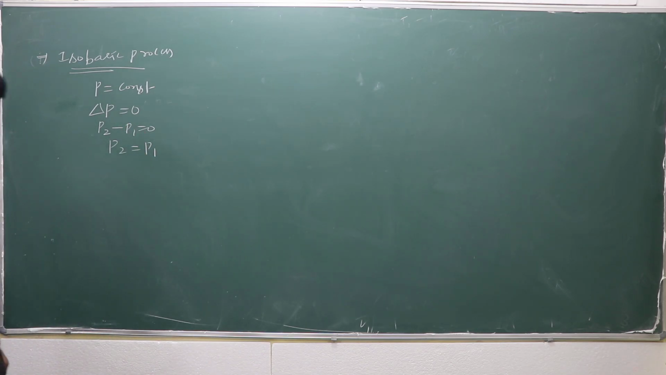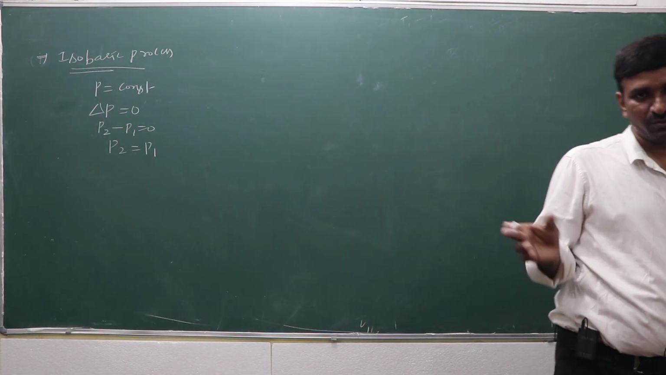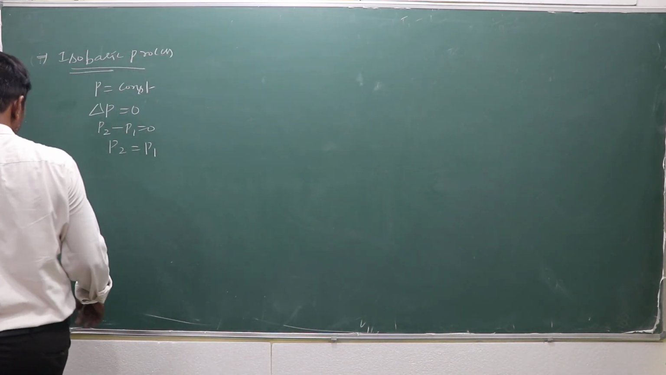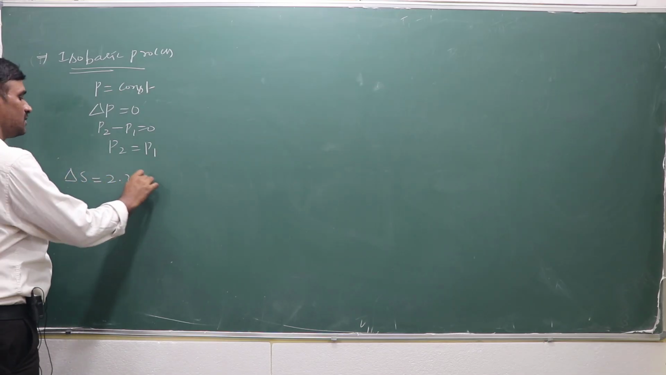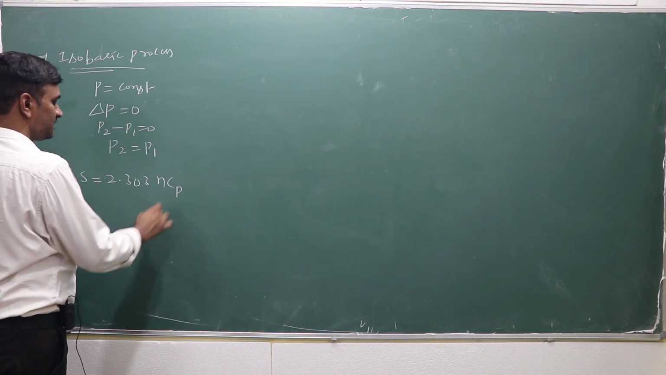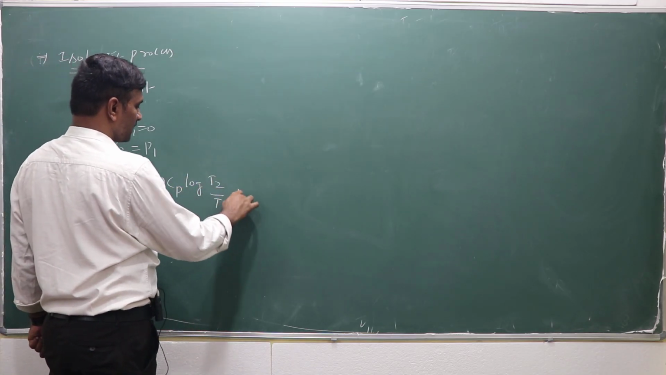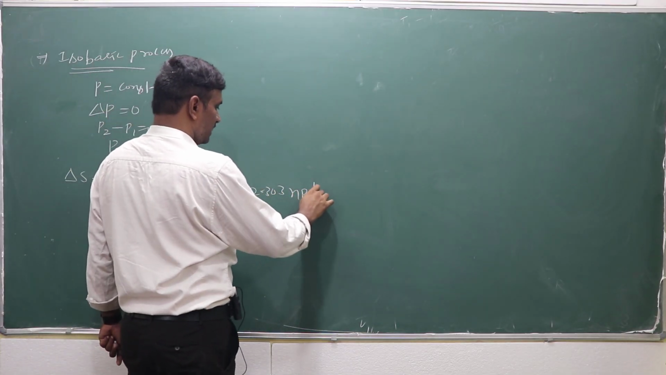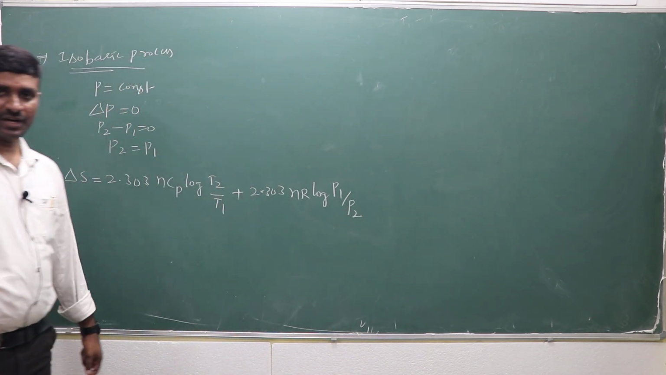So which equation are we using for the entropy change? Not the temperature and volume relation. We are using change in temperature and change in pressure. That means delta S is equal to 2.303 nCp log T2 by T1 plus 2.303 nR log P1 by P2. This relation we are using.